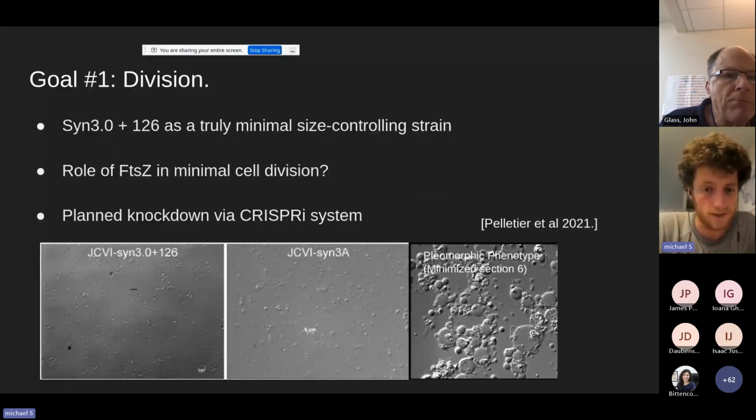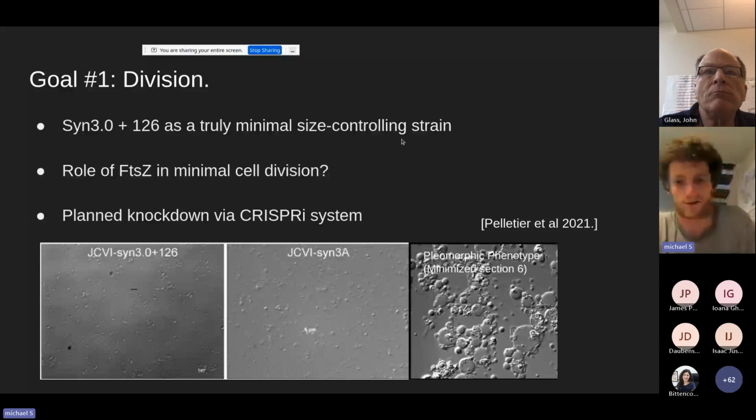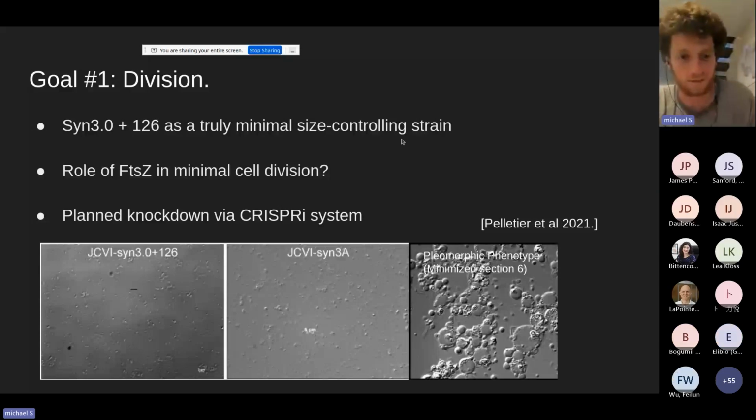So goal number one is to explore the division of these organisms. Now, why is this interesting? Well, part of the reason is that it happens to be a pretty easy to work with mycoplasma, and mycoplasma in and of itself is also a very interesting variety of organism. There's a strain of Syn3O called Syn3O plus 126 that contains seven genes that are essential for division. Among them are FtsZ and SepF.